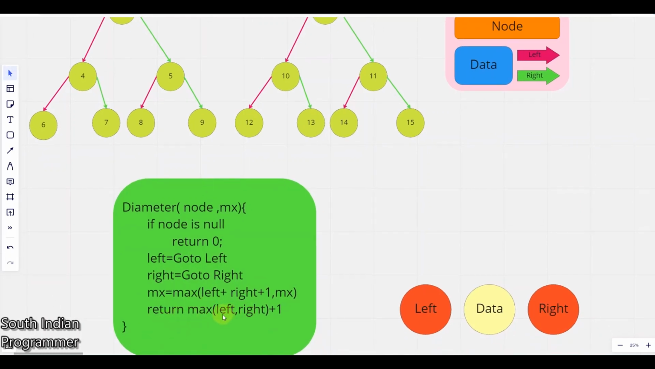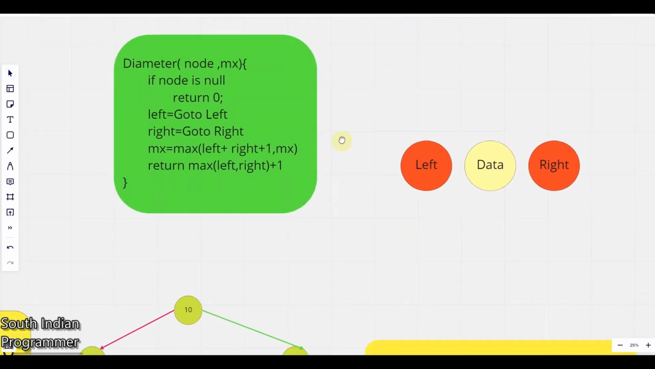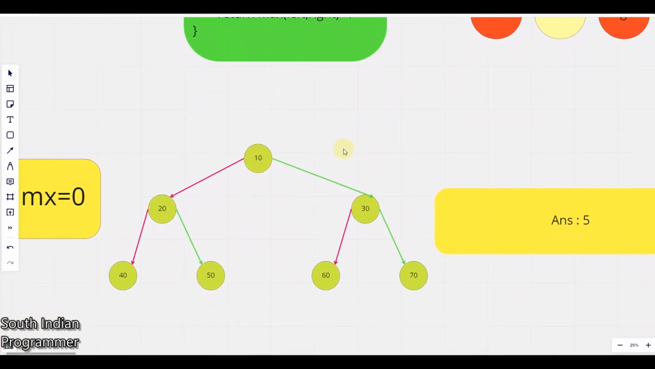And for returning just the height of it, I have to find the maximum of right and left, and plus 1 I have to return it. So our answer will be in the mx variable, not from this return alone. So we have to print this mx variable. That's what carries the answer. Now we see an example.